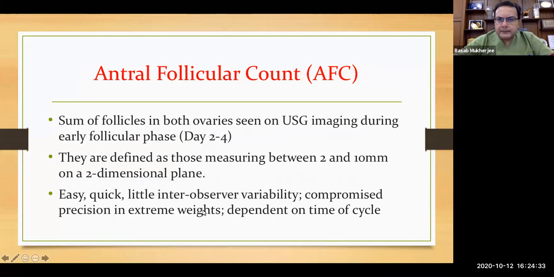Coming a little bit to antral follicular count, or AFC: the sum of follicles in both ovaries seen on ultrasound imaging during the early follicular phase. Typically, you say day 2, day 3, when she may still be having her periods, but the important thing is to count the follicles, and they are defined as those measuring between 2 to 10 millimeters on a two-dimensional plane.